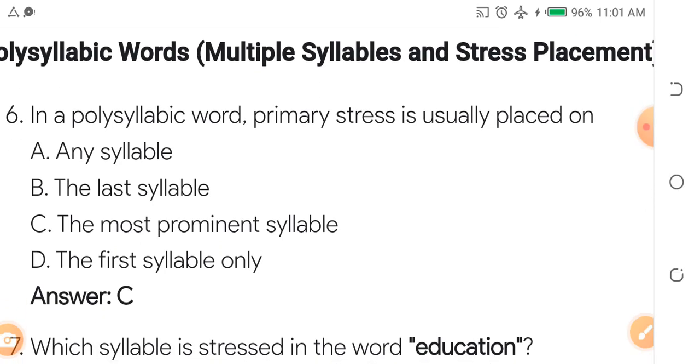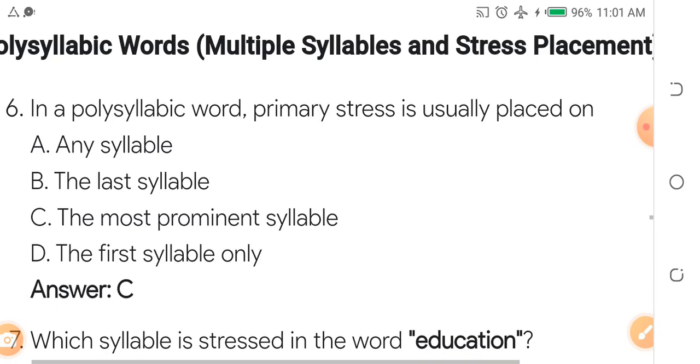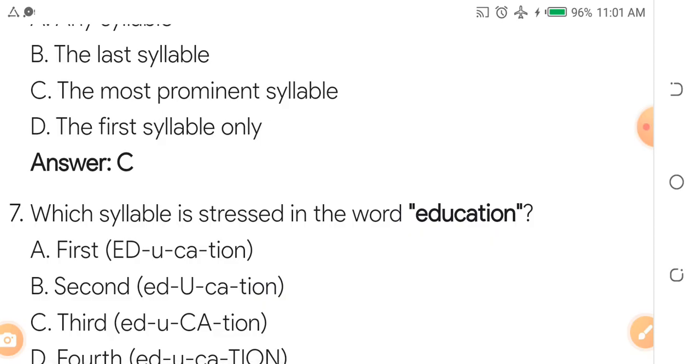Let's look at polysyllabic words, multiple-syllable words. In question 6, in a polysyllabic word, primary stress is usually placed on dash. A. Any syllable. B. The last syllable. C. The most important syllable. D. The first syllable only. It is placed on the most important syllable. That is option C.